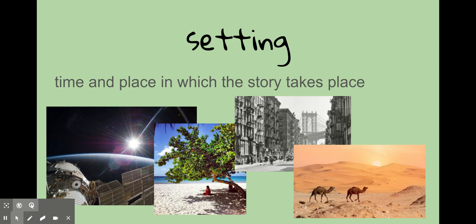All right, moving on from characters, we'll talk about setting really briefly. So setting is the time and place in which the story takes place. And the setting can have a very large impact on the action of the story and on the characters themselves. For example, if you have a story that's set in the 1800s, well, your characters need to act and behave like they are in the 1800s, or else it's not realistic.